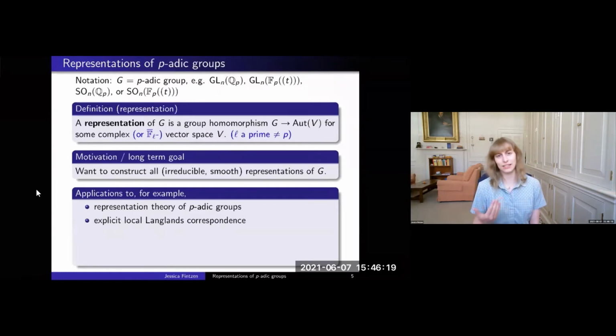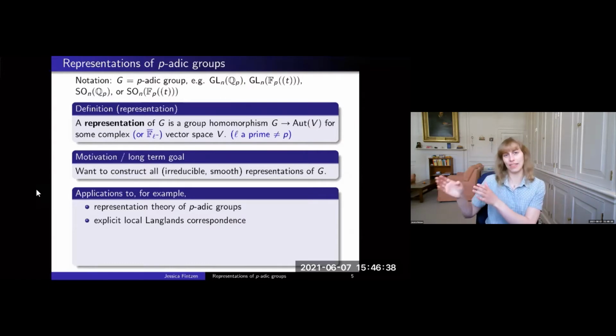One application that's rather unsurprising is towards an explicit local Langlands correspondence. The idea of the local Langlands correspondence is that to each representation of a p-adic group, you are able to attach a Galois representation. And if you want to do this explicitly, you really want to know how to write down these representations in order to attach something explicitly on the other side of the local Langlands correspondence, a Galois representation or L-parameter.